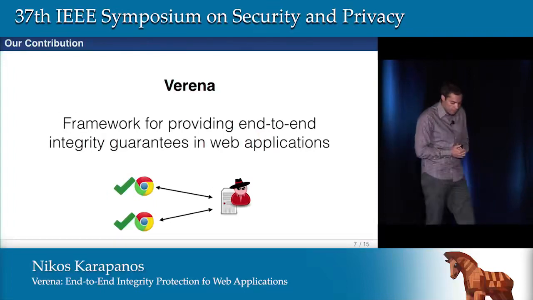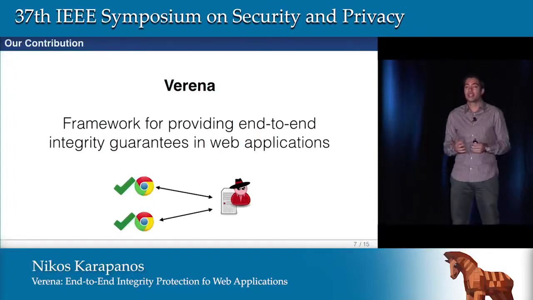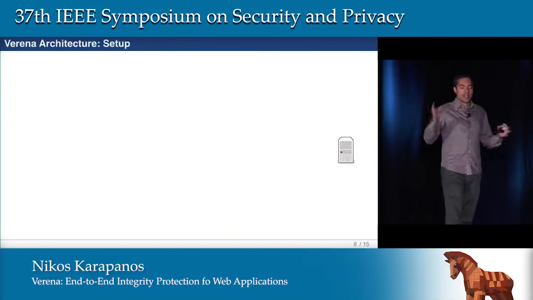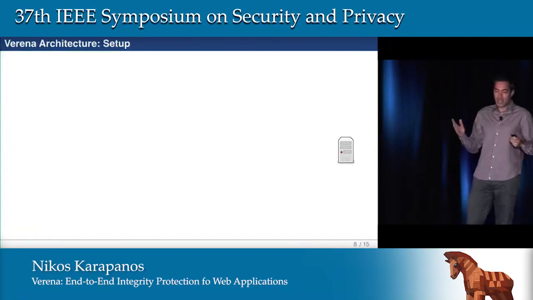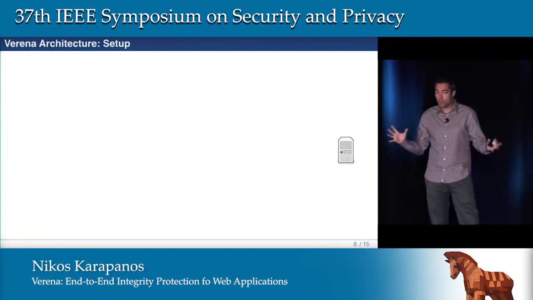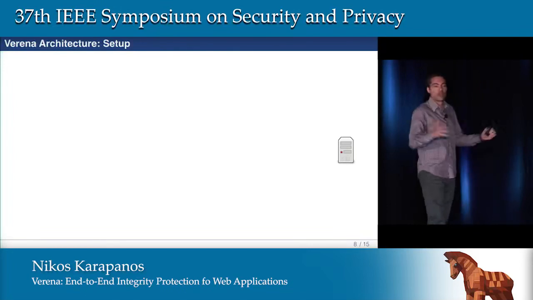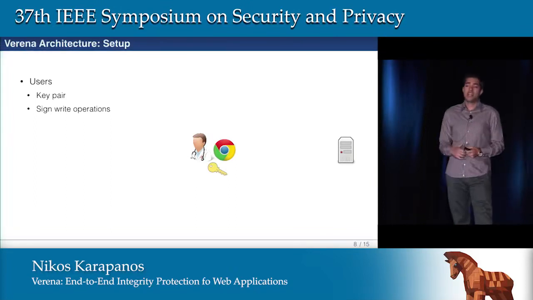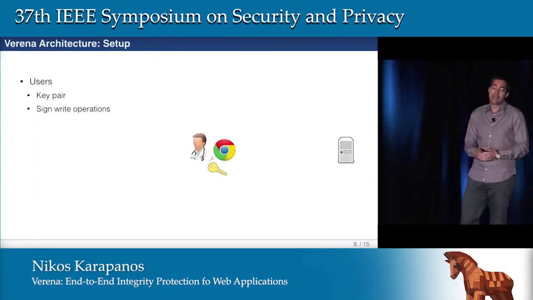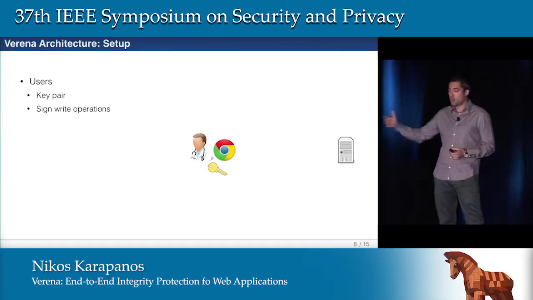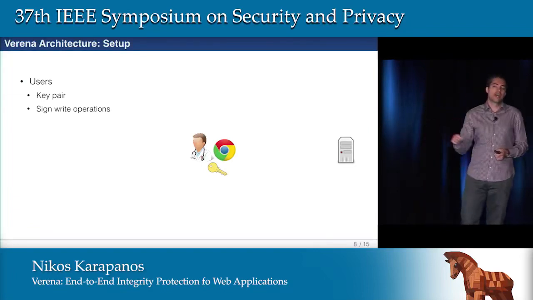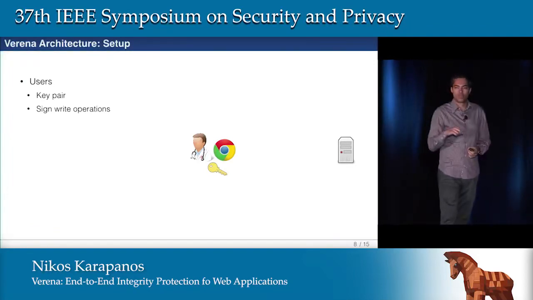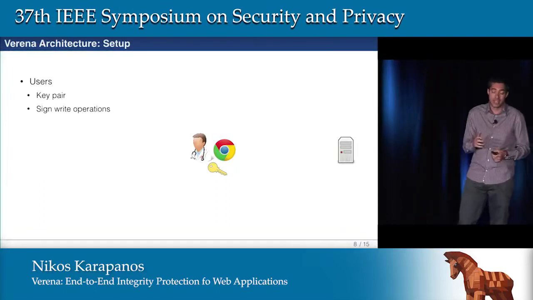So Verena is a web framework for providing end-to-end integrity guarantees in web applications. Let me explain shortly, at a very high level, how it works. First, the basic components of our setup. Of course, we have our web server, and we also have our users. The users have a private-public key pair, and they use the private key, as I will show you later, to sign their write operations. Whenever they do some update on the data on the web server, we need them to sign the operations so that we can keep track of who did what.